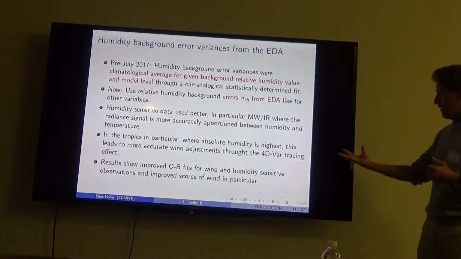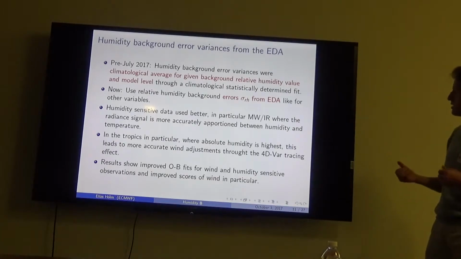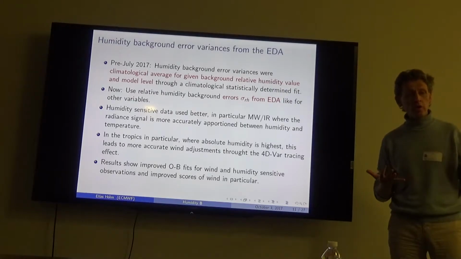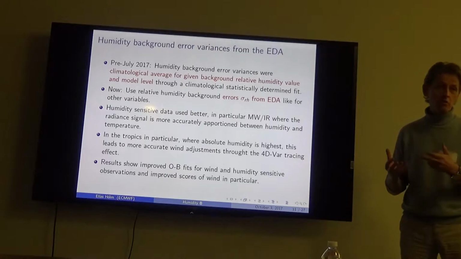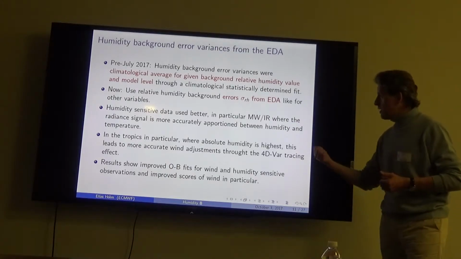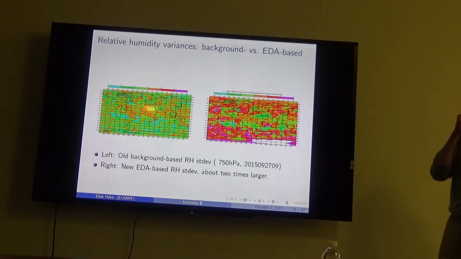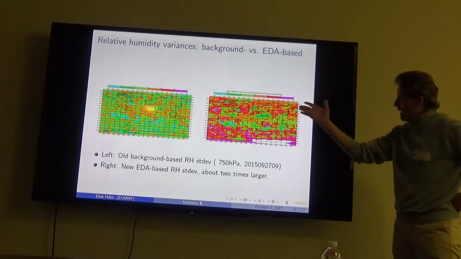And when we look at the results of this, we had quite good impact on scores in general, northern hemisphere, southern hemisphere, tropics, in particular the winds in the tropics, I would say. Let's have a look at the next plot. So this is just before and after.